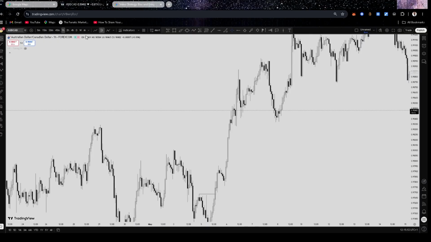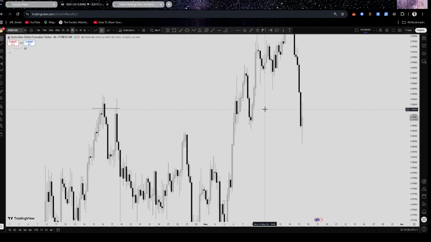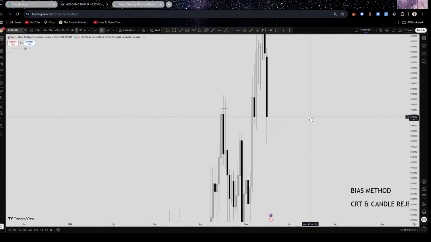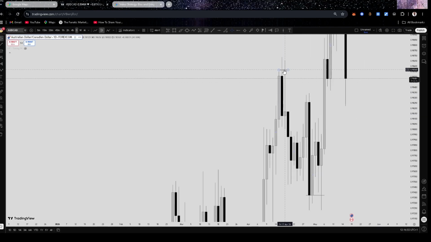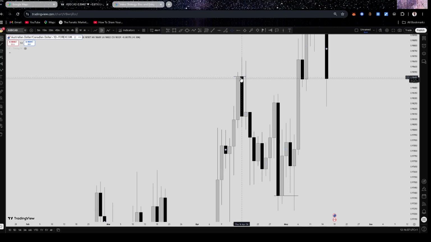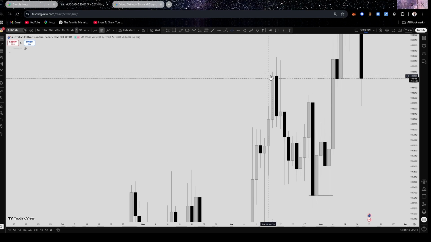Let's look at another example. This is another one for sell. You can see price took out the high of this candle, and also you can see price took out the high of this candle, and also we had a rejection. We had a rejection on this key level.